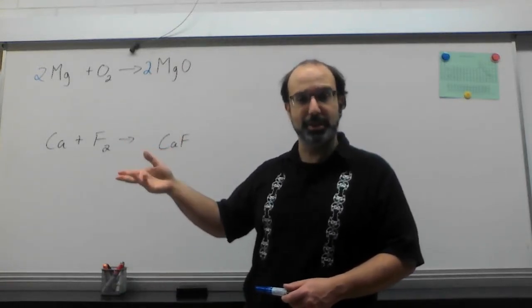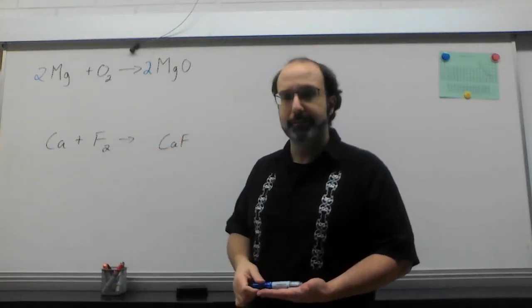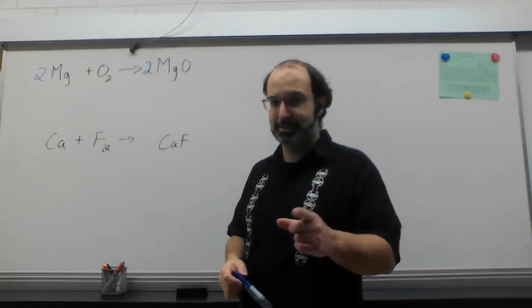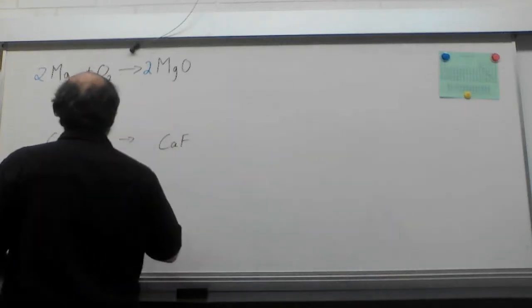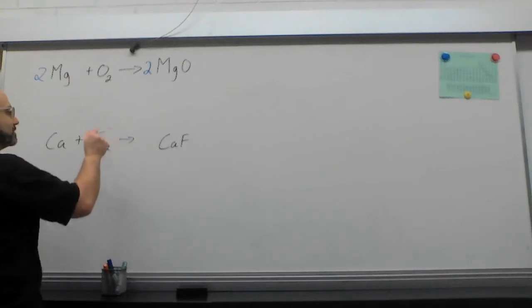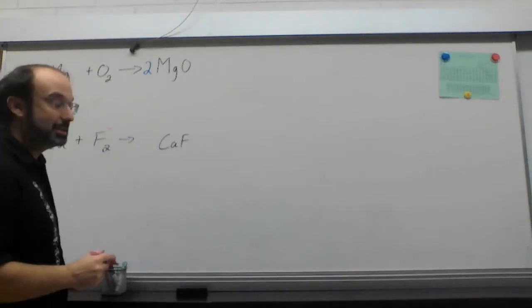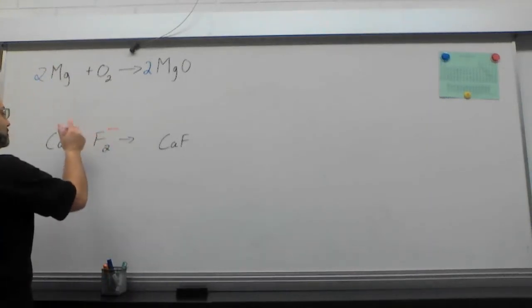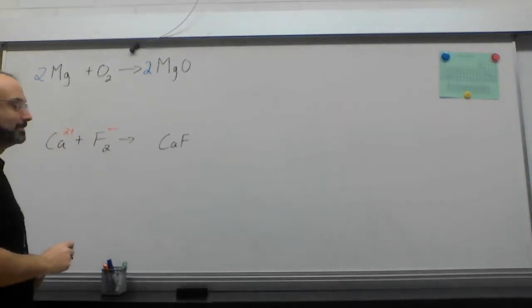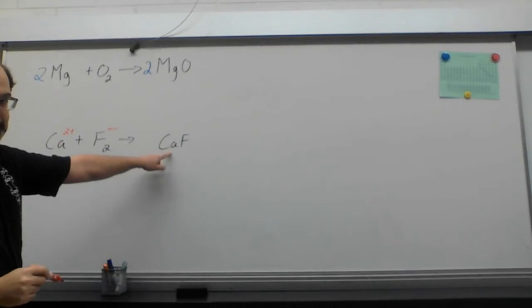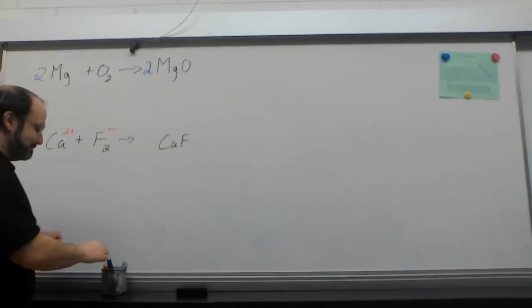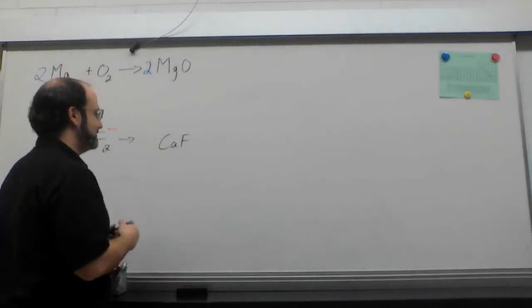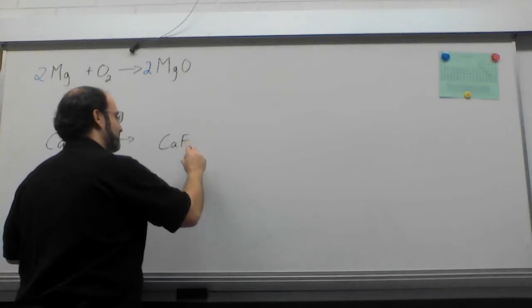Now, what about the next one? Something's wrong with it. Did you catch it? Charge on fluorine is, of course, 1 minus because it's part of the halogens. Charge on calcium, because it's in the alkaline earth, is 2 plus. This doesn't work. This is missing something. It needs to be CaF2.